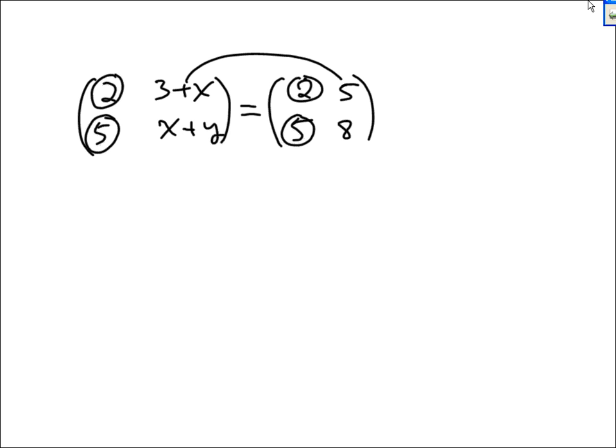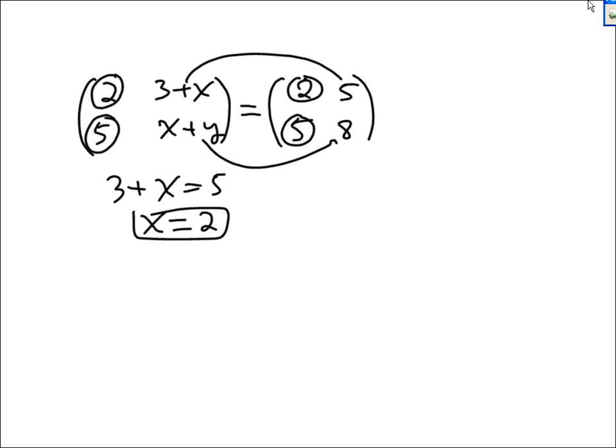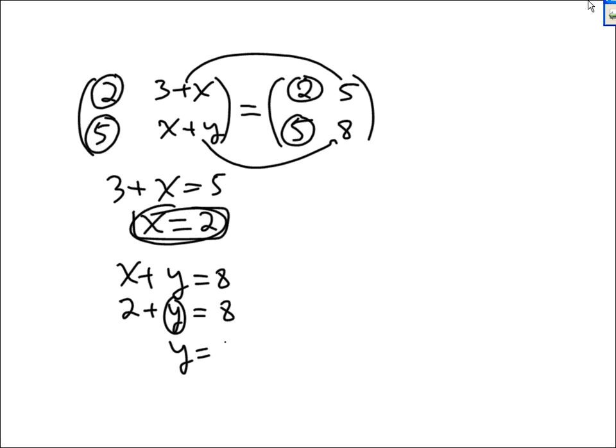So, 3 plus x must be 5. 3 plus an unknown number is 5. Well, that number is not unknown anymore. It's 2. 3 plus 2 is 5. And x plus y must be 8. But we just learned x is 2. So 2 plus that number must be 8. 2 plus 6 is 8. So y is 6.